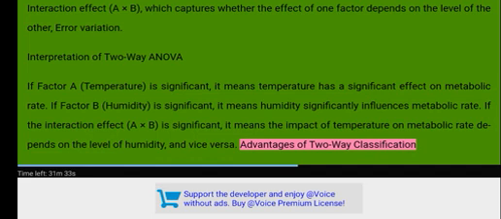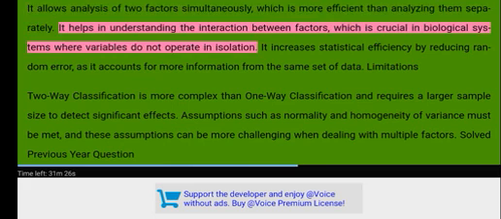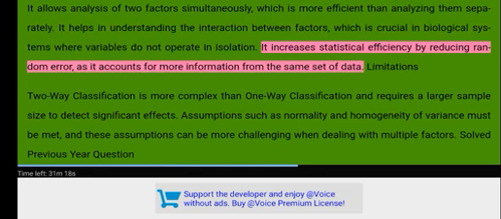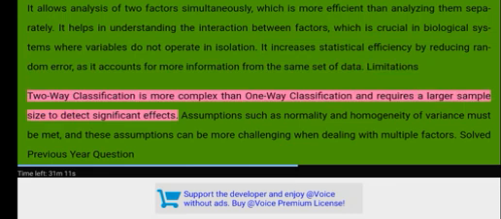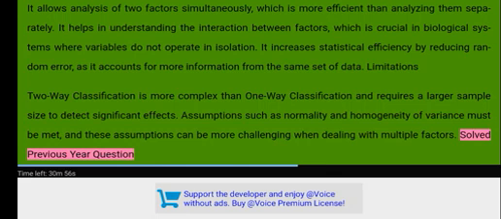Advantages of two-way classification. It allows analysis of two factors simultaneously, which is more efficient than analyzing them separately. It helps in understanding the interaction between factors, which is crucial in biological systems where variables do not operate in isolation. It increases statistical efficiency by reducing random error, as it accounts for more information from the same set of data. Limitations. Two-way classification is more complex than one-way classification and requires a larger sample size to detect significant effects. Assumptions such as normality and homogeneity of variance must be met, and these assumptions can be more challenging when dealing with multiple factors.